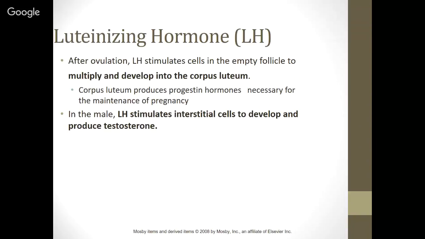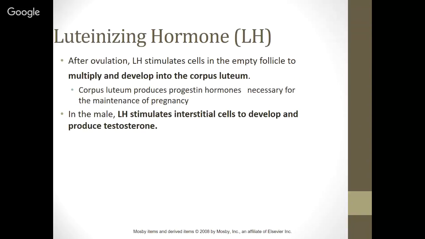After ovulation, LH stimulates cells in the empty follicle to multiply and develop into the corpus luteum. That corpus luteum produces progestin hormones, which are necessary for the maintenance of pregnancy. We say that progesterone protects pregnancy.